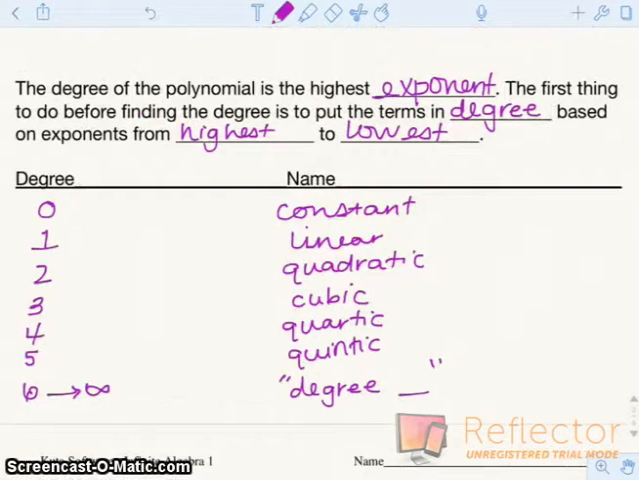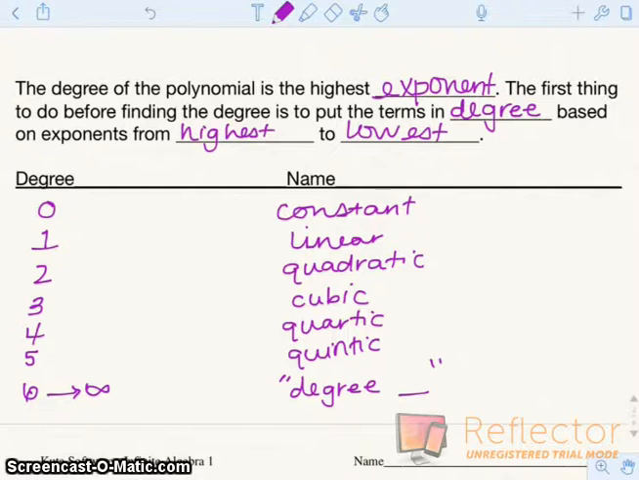When we look to begin identifying the degree of the polynomial, we're looking for the highest exponent out of all the terms that exist in that specific polynomial. So the first thing we do before we find the degree is again combine the like terms and then put them in order based on degree, so from highest to lowest exponent. This is another standardized thing mathematicians do to make it easier to communicate across a big group.